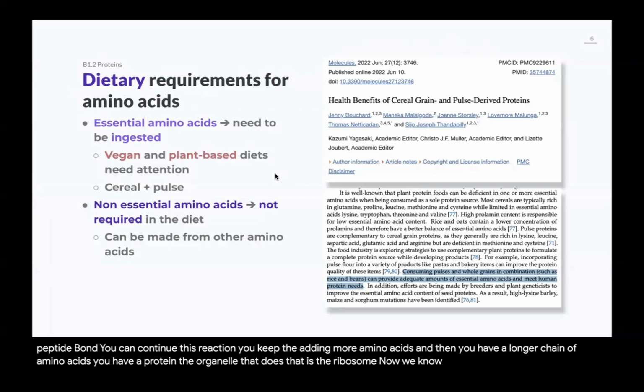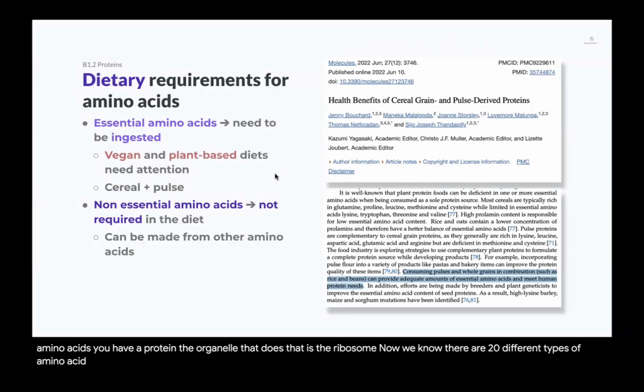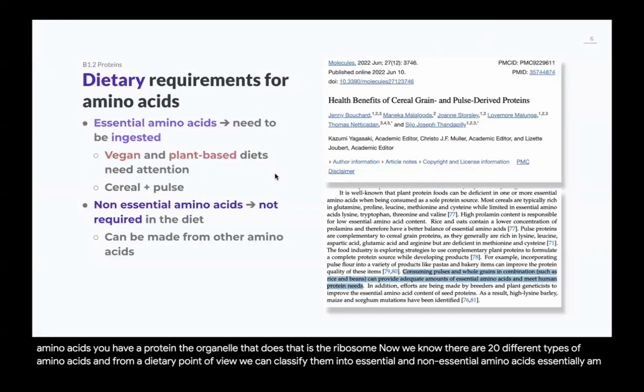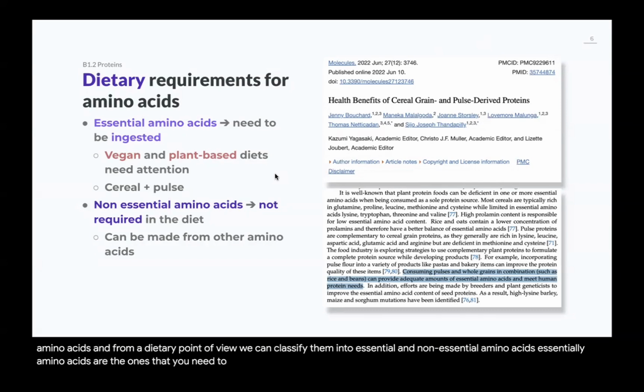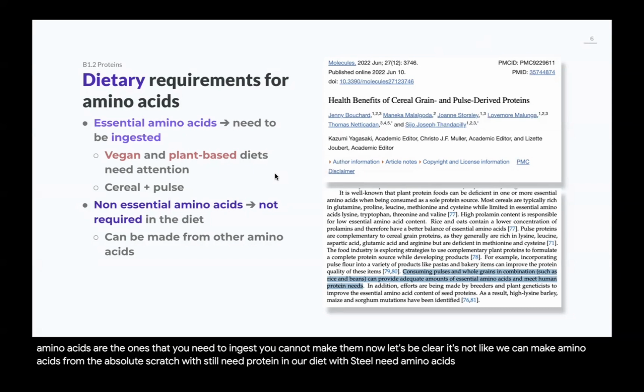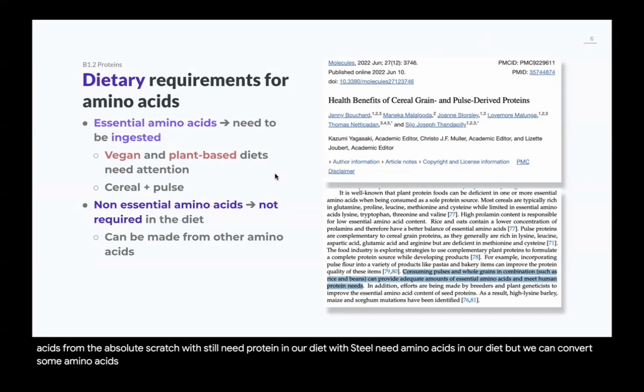Now, we know there are 20 different types of amino acids, and from a dietary point of view, we can classify them into essential and non-essential amino acids. Essential amino acids are the ones that you need to ingest. You cannot make them. Now, let's be clear. It's not like we can make amino acids from absolute scratch. We still need protein in our diet. We still need amino acids in our diet, but we can convert some amino acids into others.